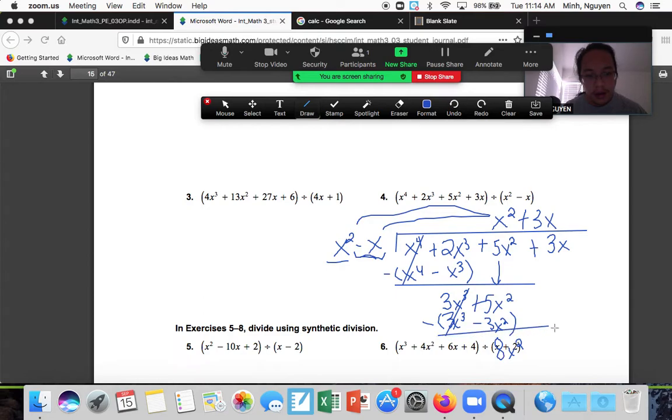All right, here. 8x squared. Bring this down, 8x squared plus 3x. We're almost there. 8x squared divided by x squared is positive 8.